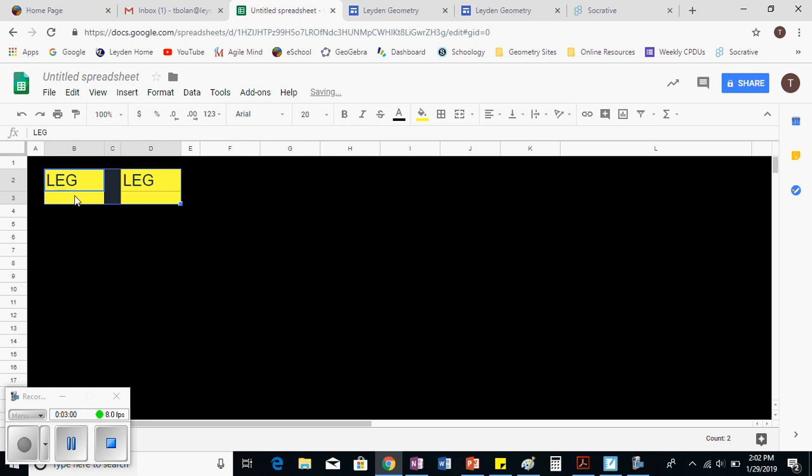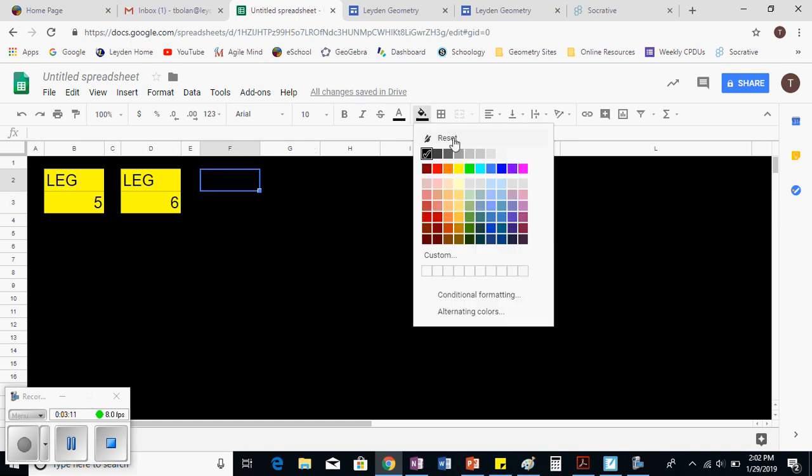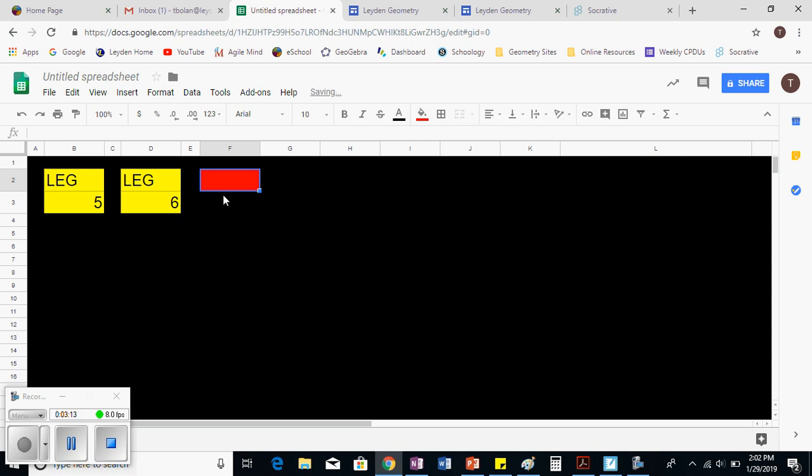Leg and leg on this. So if someone's going to come in and they're going to have a problem, they're going to put a leg measurement here and put a measurement here, and the computer is going to spit out what the hypotenuse is. So I'm going to have the computer, maybe in red here, figure out the hypotenuse.